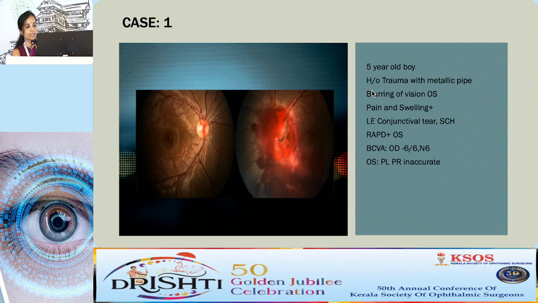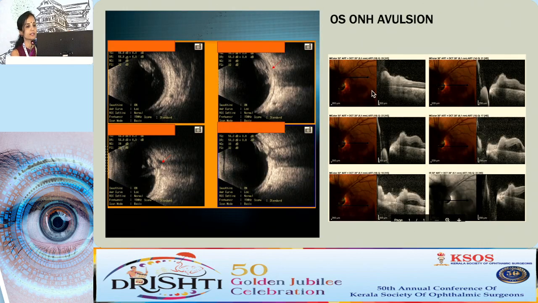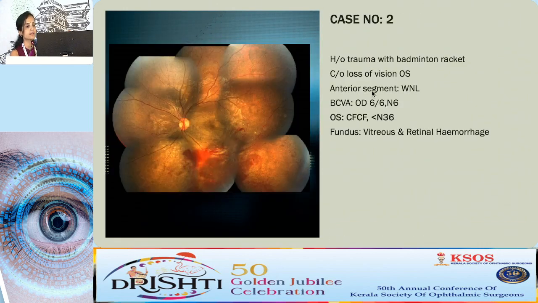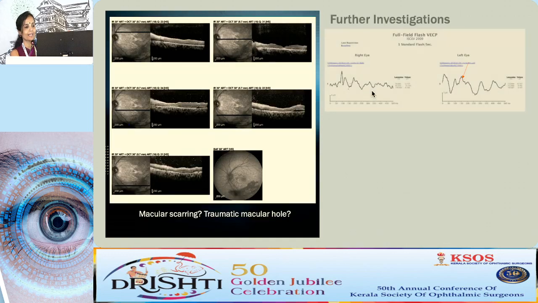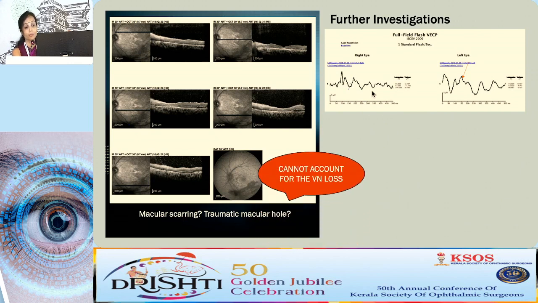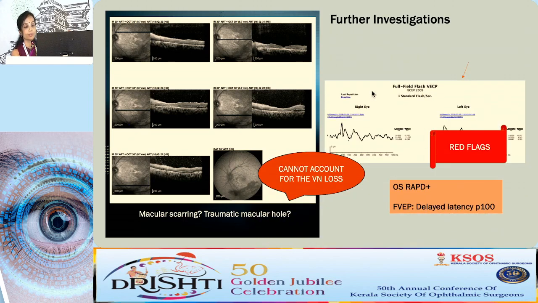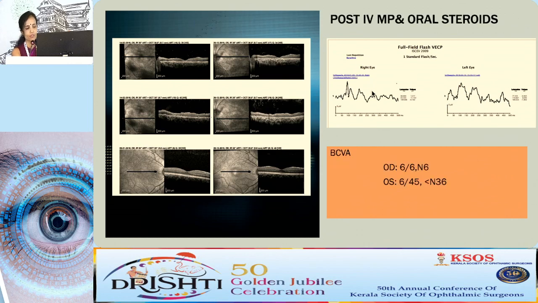This is a case of optic nerve head avulsion. You can see the OCT and the B scan pick up these. This was an injury with a bat, and vitreous hemorrhage and Berlin's edema were there. Vision was very bad, but there was RAPD, and VEP showed a prolonged latency, and we treated it with IVMP, and vision improved, though not much.